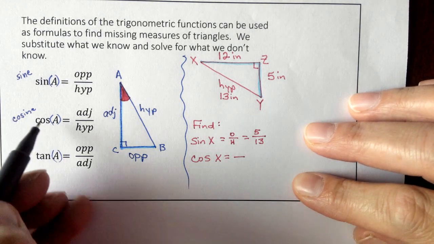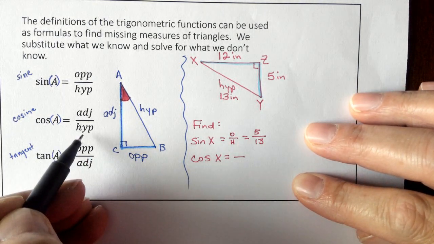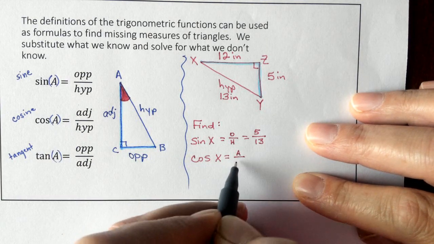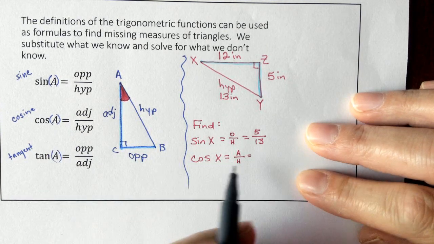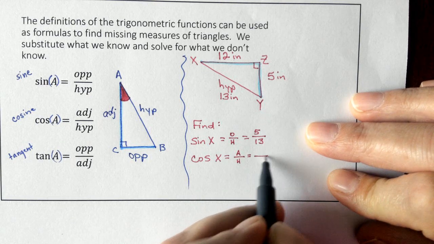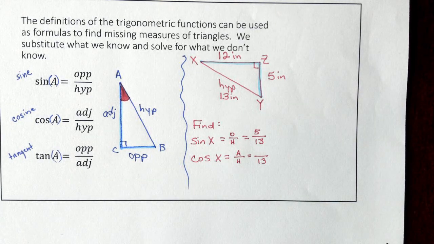Okay, cosine is adjacent over hypotenuse. Alright, hypotenuse is easy. I know it's 13 already. I'm going to fill that one in first.